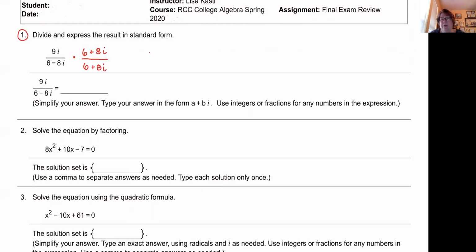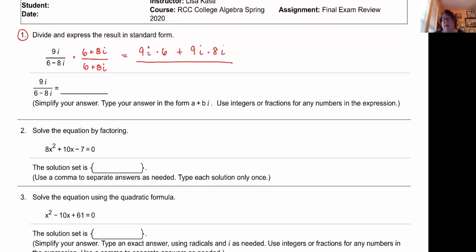Now I carry out the two multiplications. In the numerator, it's the distributive property. We're going to distribute the 9i across the 6 and across the 8i. So we get 9i times 6 plus 9i times 8i.